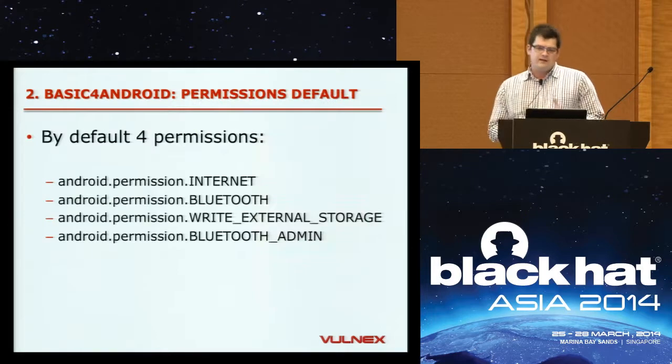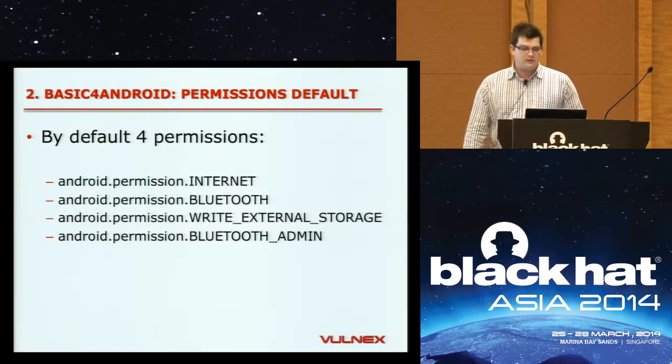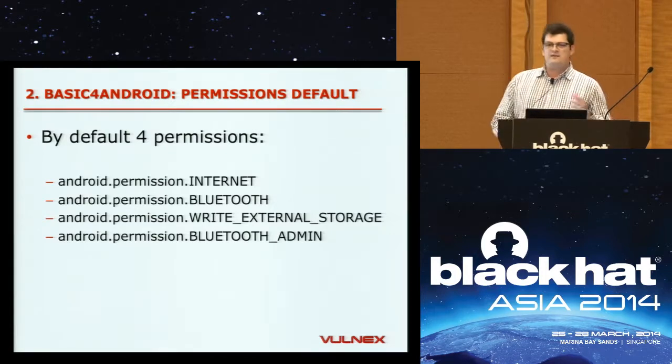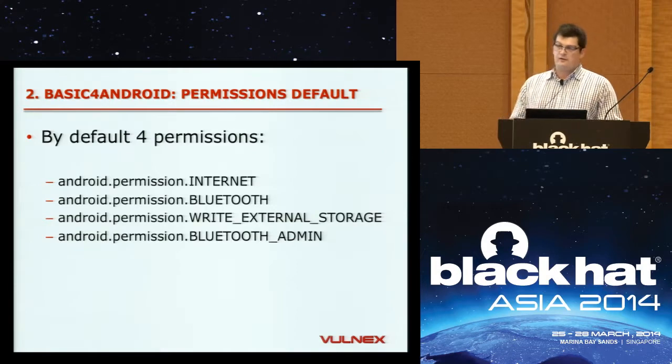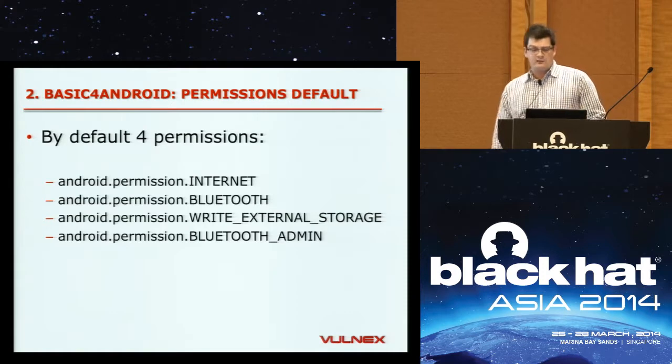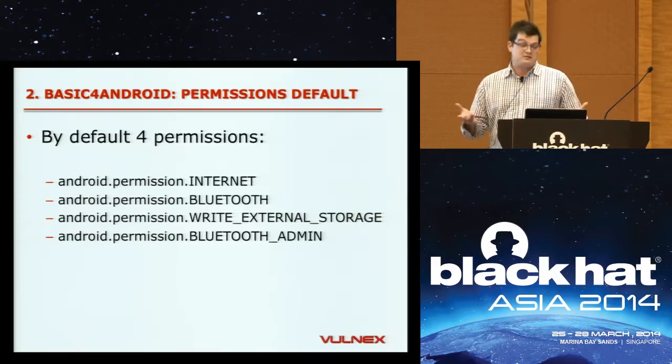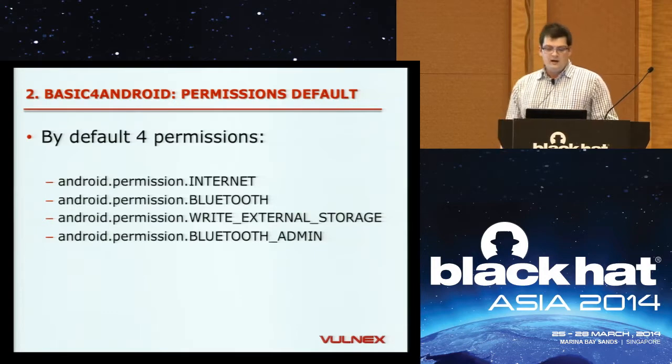Okay, one of the things we have to think about is the permissions, mostly on the Android platform. When we write BASIC for Android applications, we get four permissions by default: Internet, Bluetooth, write external storage, and Bluetooth. Chances are you don't need Bluetooth, and the reason it's enabled by default is that the development environment can connect via Bluetooth to your device, to your phone, to upload applications. But chances are when you develop an application, you will not need Bluetooth.